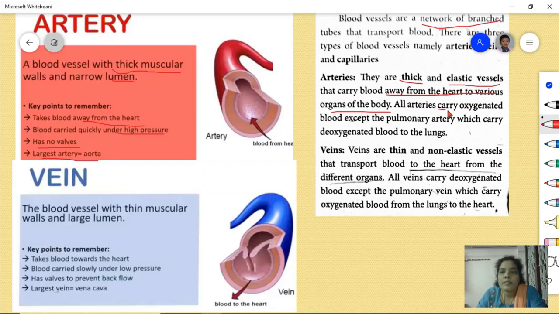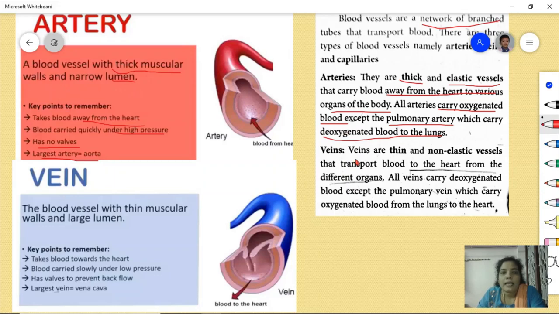All the arteries carry only oxygenated blood, but there is one artery, the pulmonary artery, which carries only deoxygenated blood to the lungs. Understood? So what is an artery? A blood vessel with thick muscular walls and a narrow lumen.